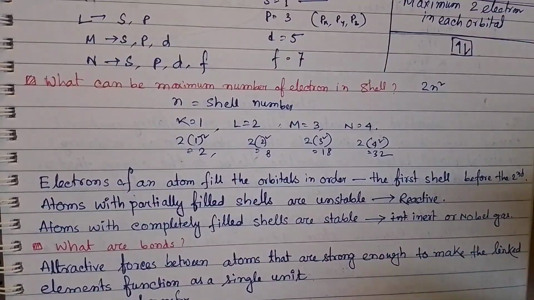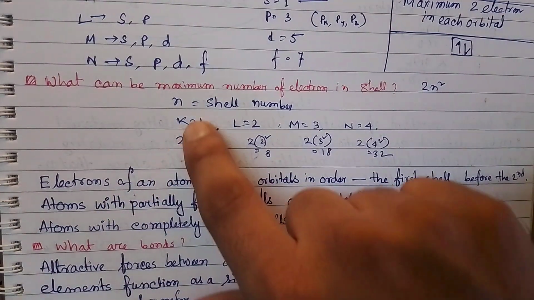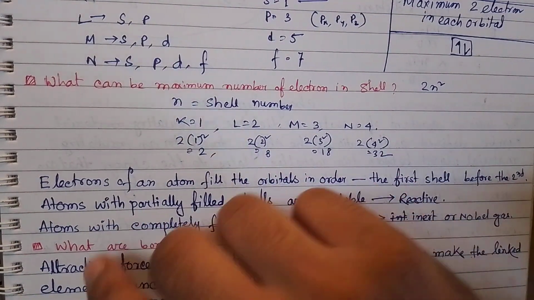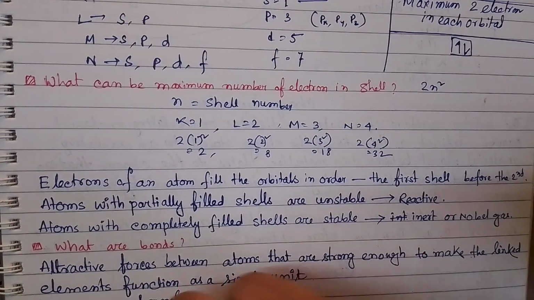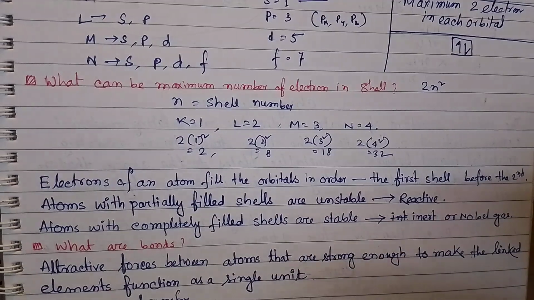Okay, so for this class it is sufficient. After this class we will discuss electron arrangement along with the subshells and shells, the maximum number of electrons in a shell, and how bonds form. So it is a very basic class. Thank you. Just go through all those things.